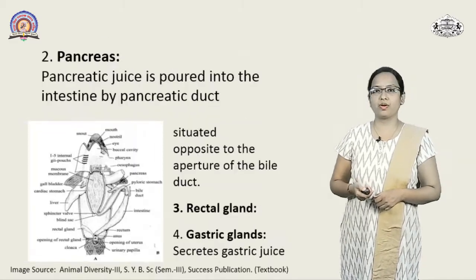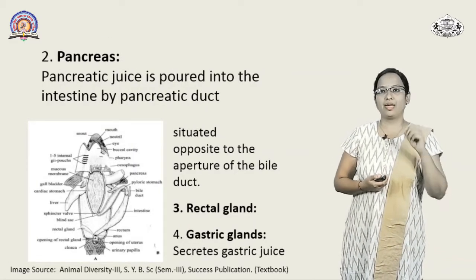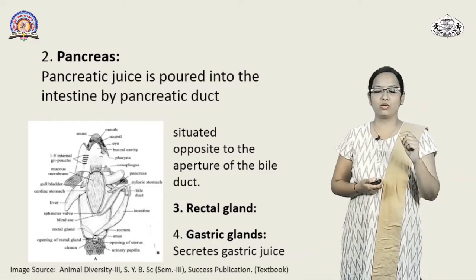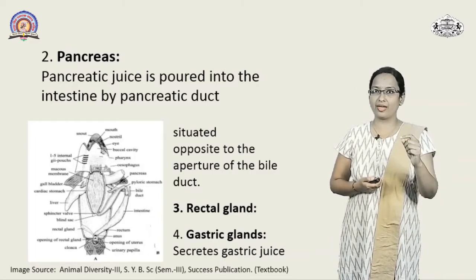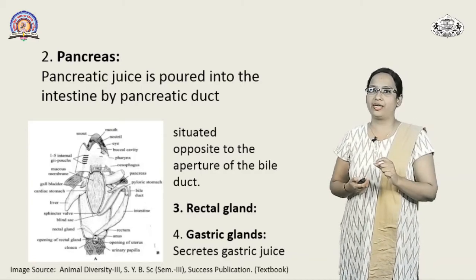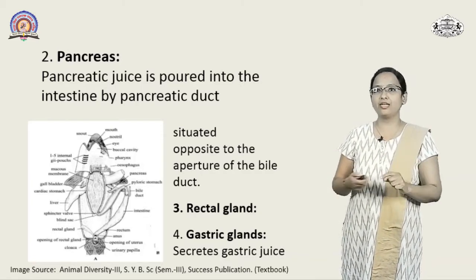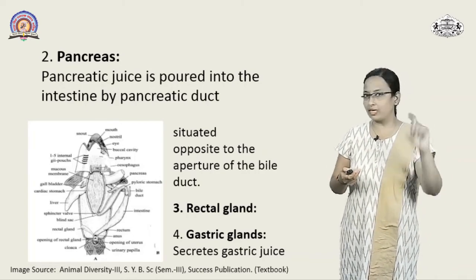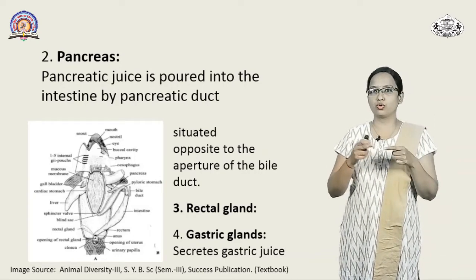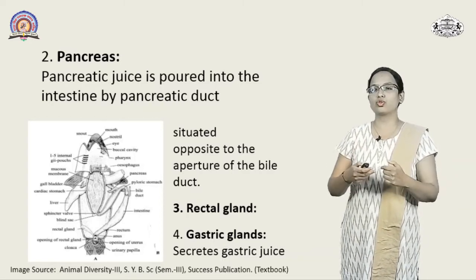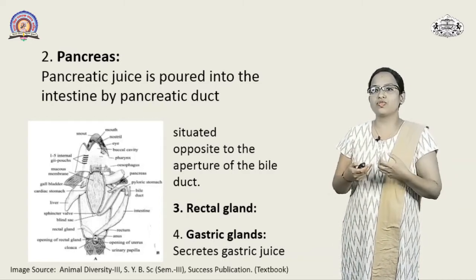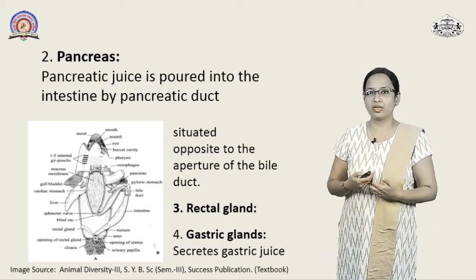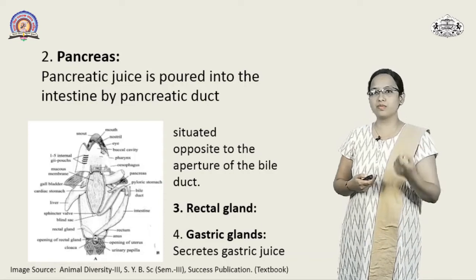Moving on to the next part, which is pancreas. Again this is a bilobed structure. The first lobe is going to lie parallel to the cardiac stomach, and the second lobe is going to be on the ventral side. The one parallel to the cardiac stomach is the dorsal one, and the one in the close vicinity of the pyloric stomach is ventral in nature.